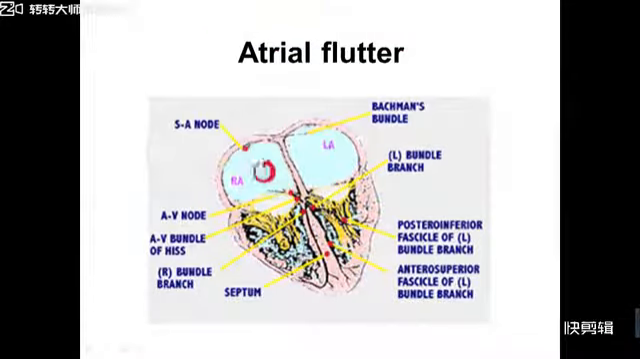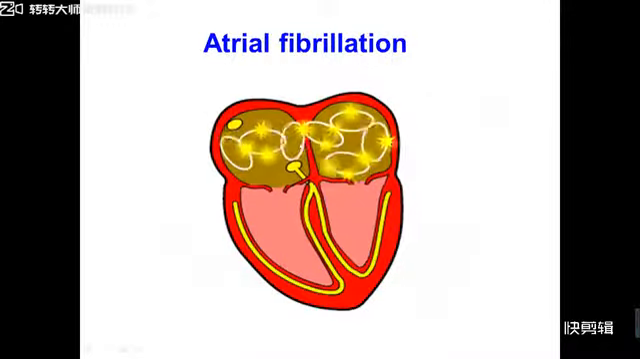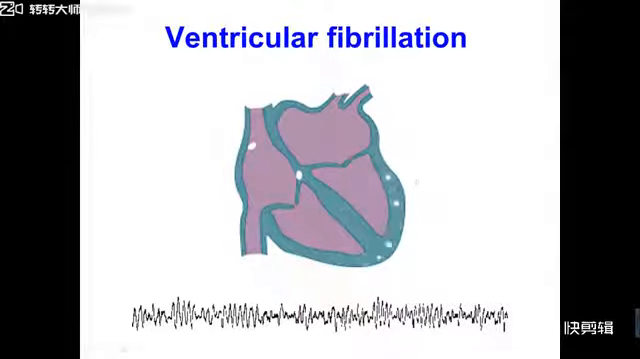This is atrial flutter, and the atrial beats are very fast, nearly 300 to 400 beats each minute. And then this one is atrial fibrillation, very, very fast, with atrial beats of more than 450. This is atrial fibrillation. And here is ventricular fibrillation, the most dangerous arrhythmia.